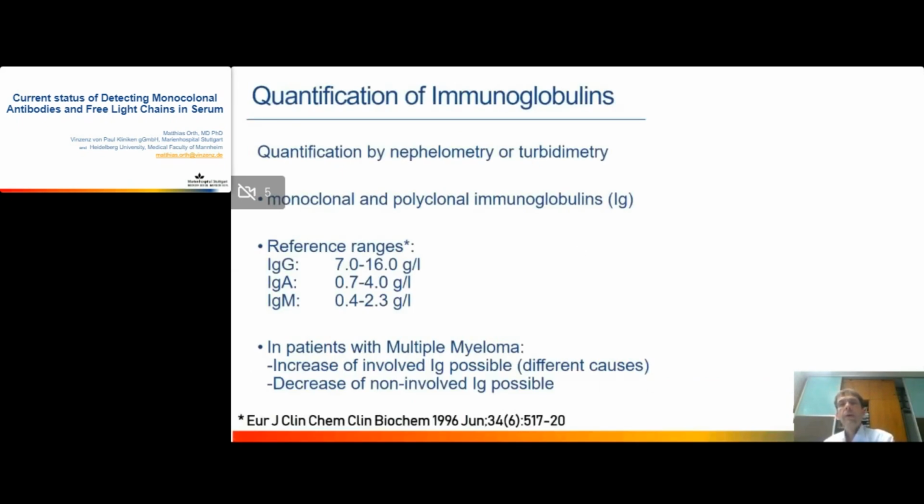Then we also do the quantification of the immunoglobulins. This is traditionally done by nephelometry, or nowadays by turbidimetry. And in patients with multiple myeloma, they will either have an increase of the involved immunoglobulins, in particular IgG, and they might also have a decrease of the non-involved immunoglobulins when the abnormal plasma cells override all the other cells in the bone marrow. But this is also a rather gross estimation of the tumor.